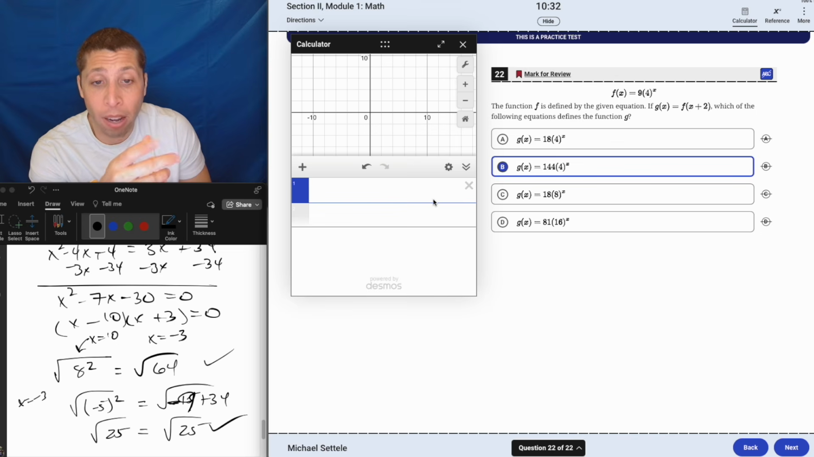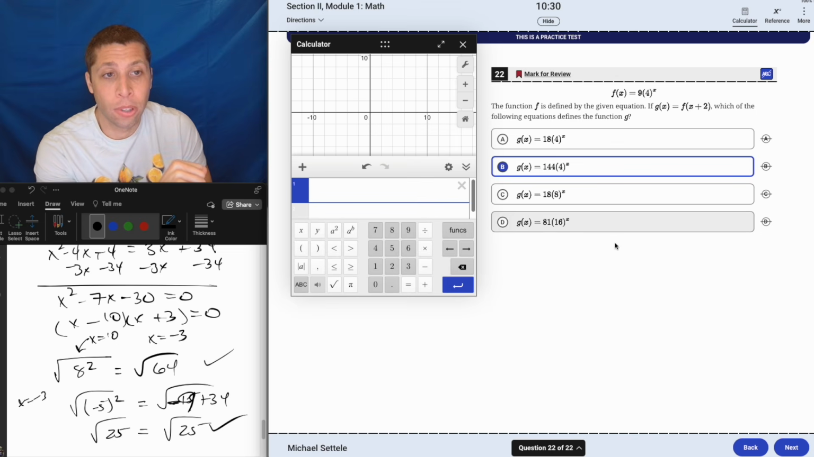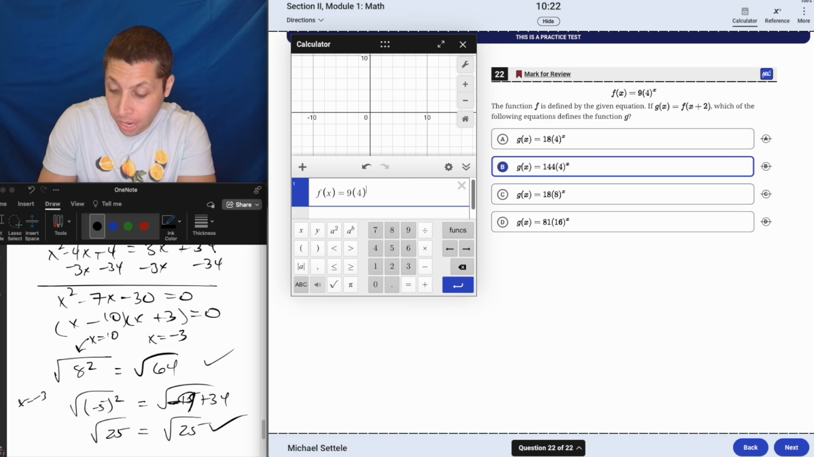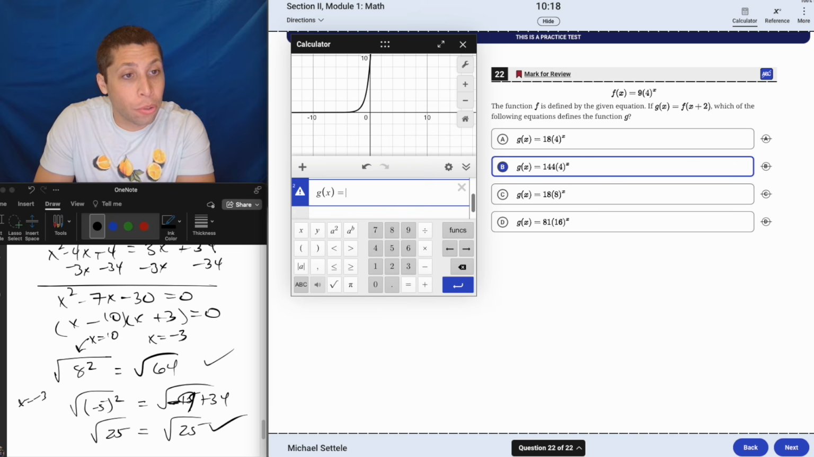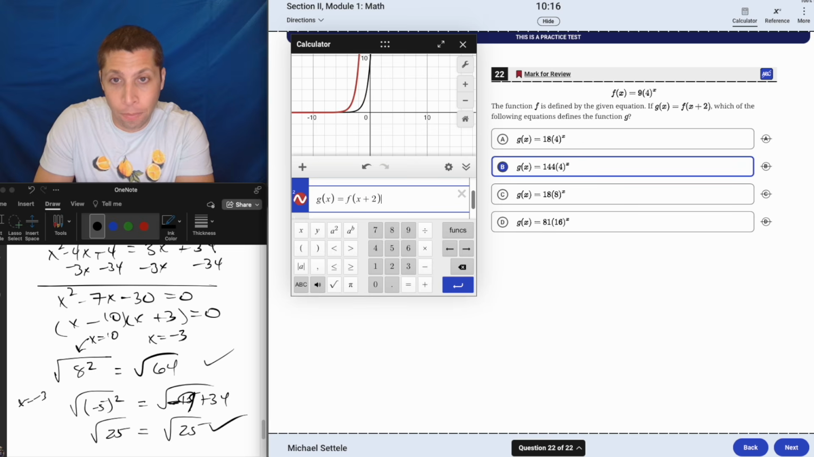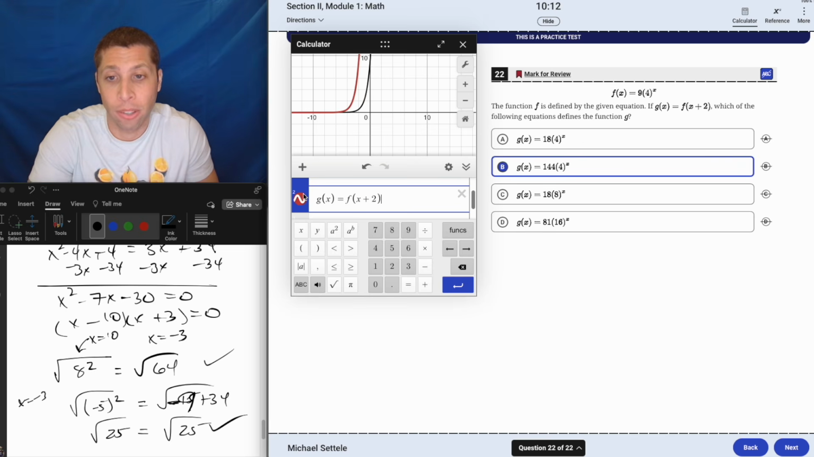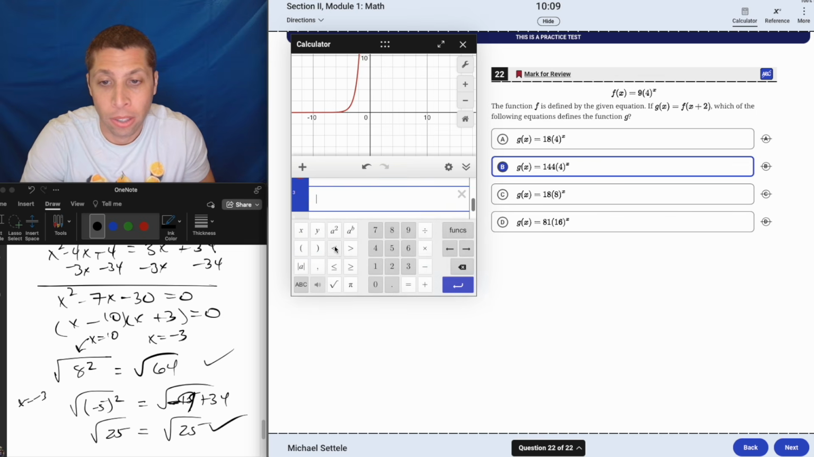Now this one we did solve with plug points and equations. Let's do this with Desmos. F of x equals 9 times 4 to the x. Okay, so there's my thing. G of x is equal to f of x plus 2. Okay, so now I got a new thing, and I need to know which one is the same as that. So I don't care about this black one anymore. So let's keep the red, and then let's try all the choices.